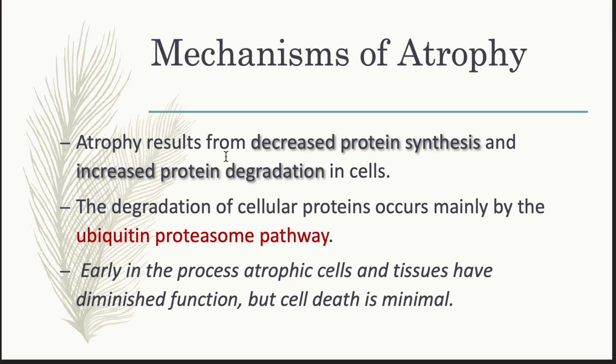Okay? So, mechanisms of atrophy. Atrophy results from decreased protein synthesis and increased protein degradation, no? Increase sa pagkawala sa protein o decrease sa pag-produce sa protein. So, the degradation of cellular proteins occurs mainly by the ubiquitin proteasome pathway. So, early in the process, atrophic cells and tissues have diminished function, but cell death is minimal.